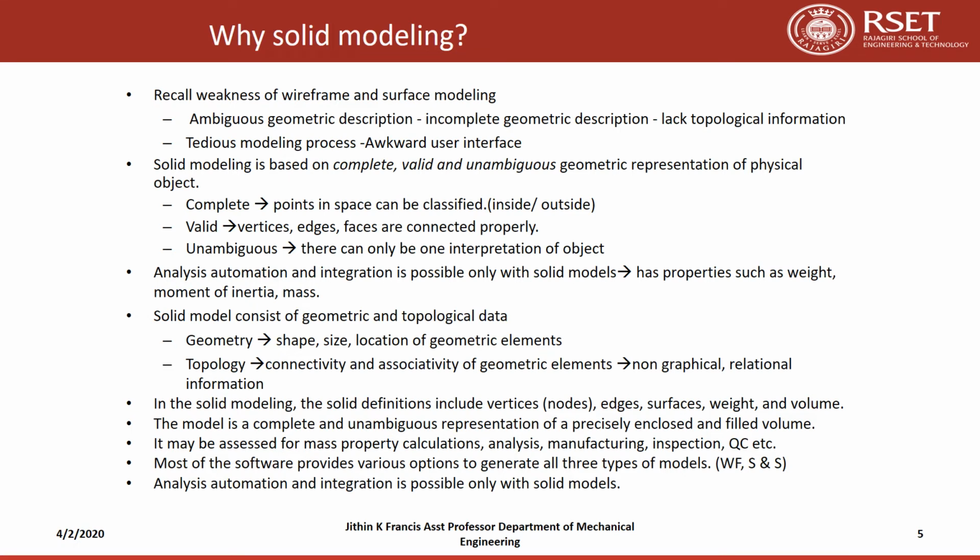Geometrical data gives shape, size, location of geometric elements, and topology gives connectivity and associativity of geometric elements. In solid modeling, solid definitions include vertices, edges, surface, weight, volume, etc. The model is a complete and unambiguous representation of a precisely enclosed and filled volume. It can be used for mass property calculations, analysis, manufacturing, inspection, QC, etc.